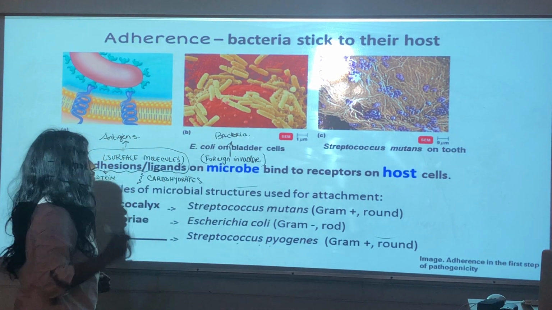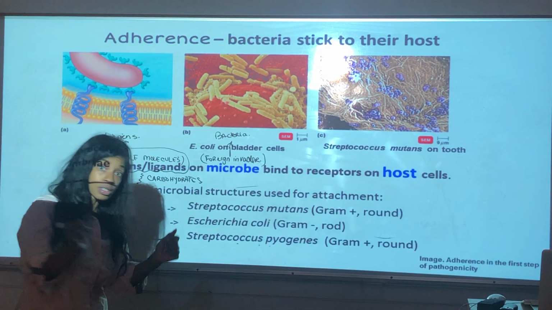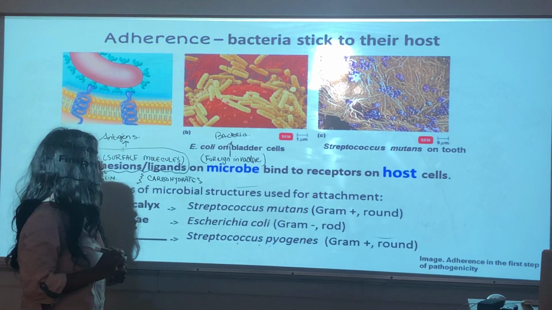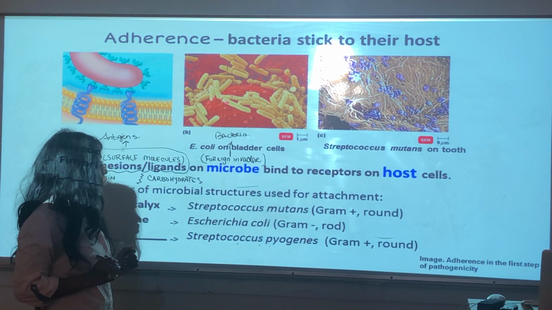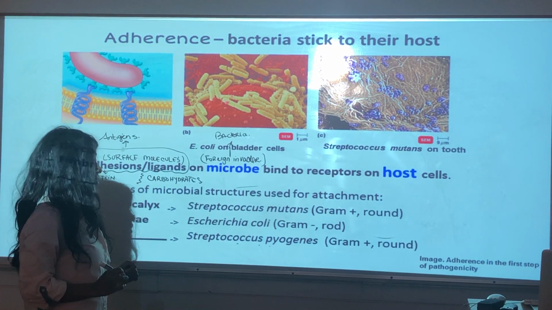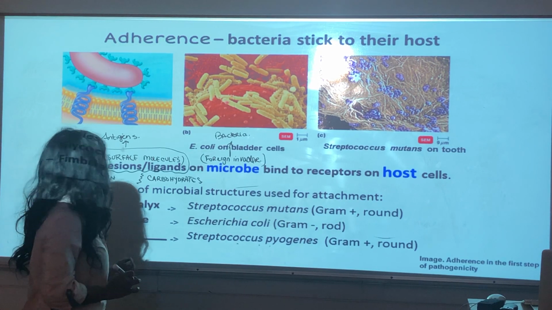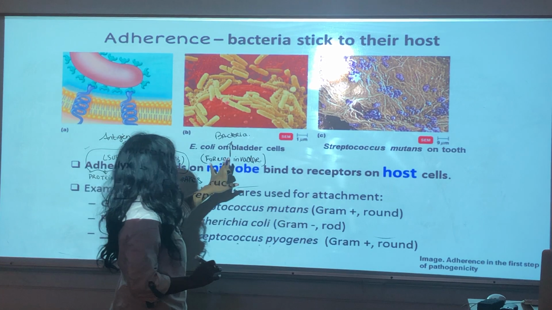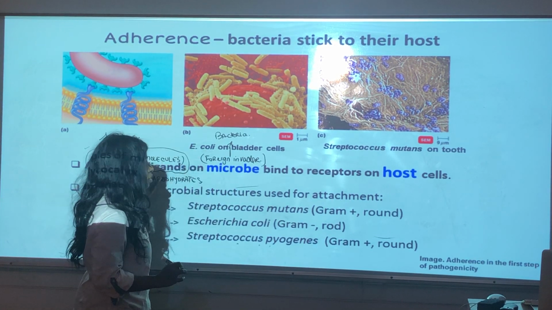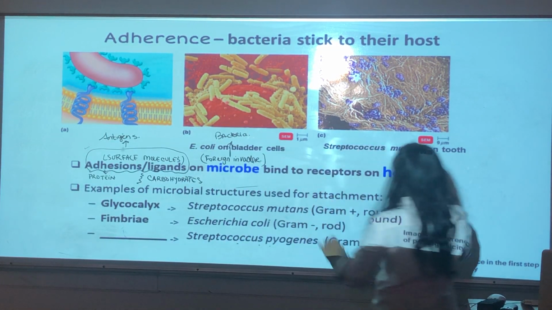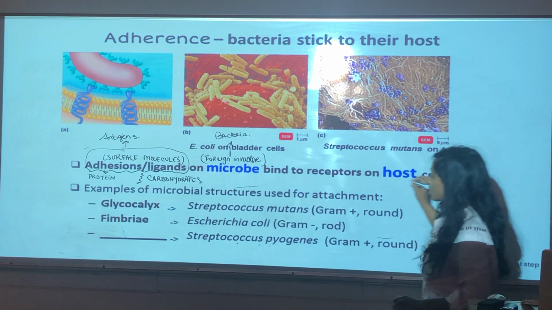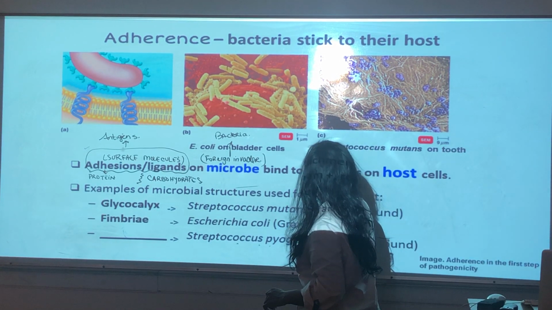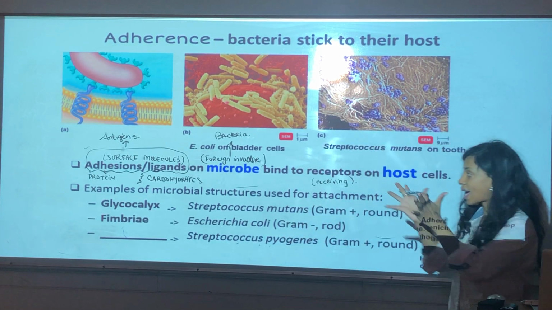Adherence, bacteria stick to their host. But other microorganisms have to stick to certain sites in specific areas in order to get in and cause damage. All right, so the microorganism has these molecules and it sticks to the receptors on host cells. So think of the receptors as receiving areas, all right? They're going to receive the foreign invader, so they attach together.